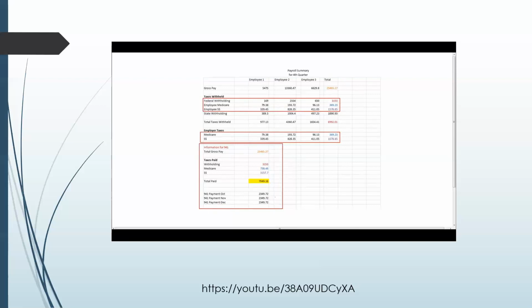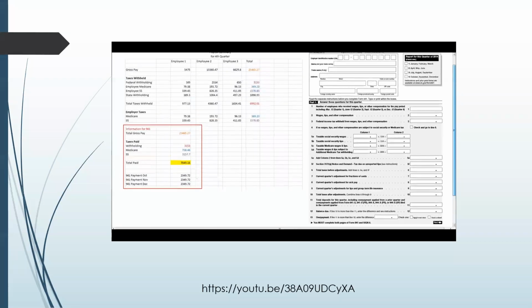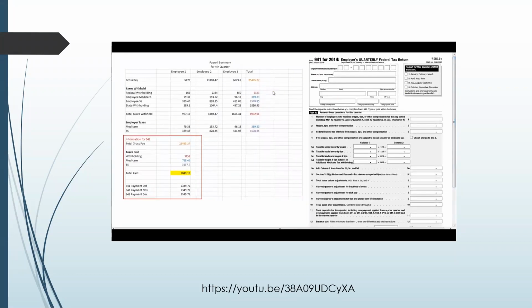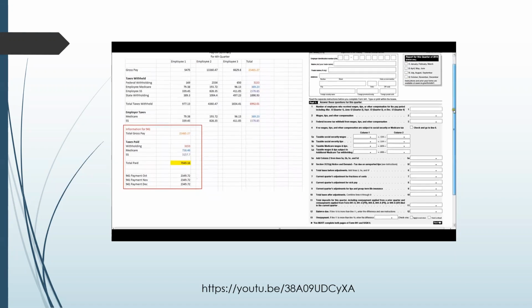Okay, so now let's take this and let's look at the 941 form along with it. So this is the same spreadsheet, and we're going to use this information here in the red box to help us to complete the 941. When you begin, the top of the 941 is pretty much just your personal business information, and you want to make sure that you check the right quarter for which you're filing the 941. And then we're going to start with line number 1.